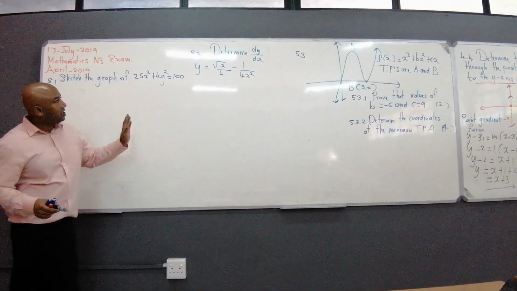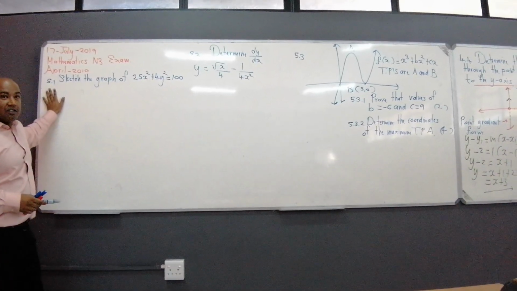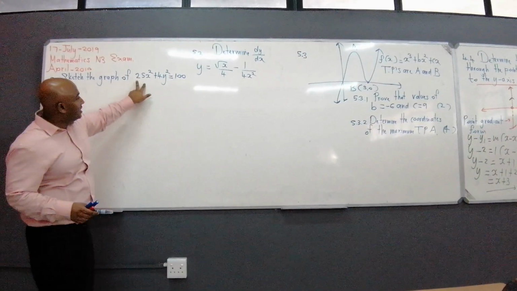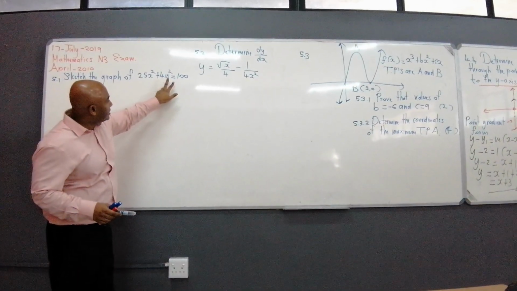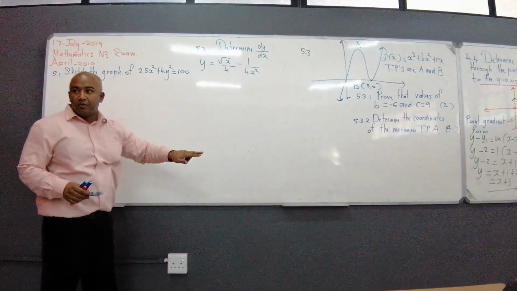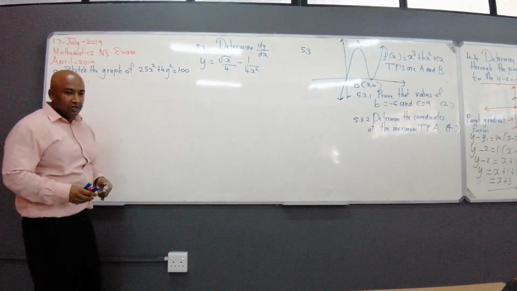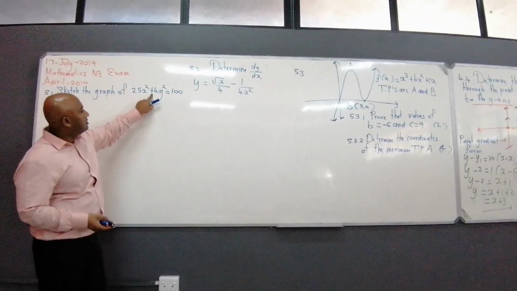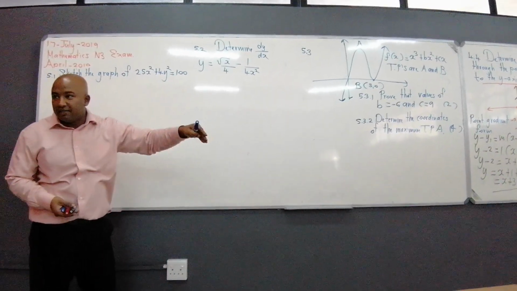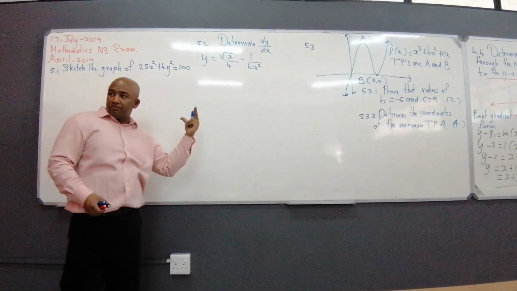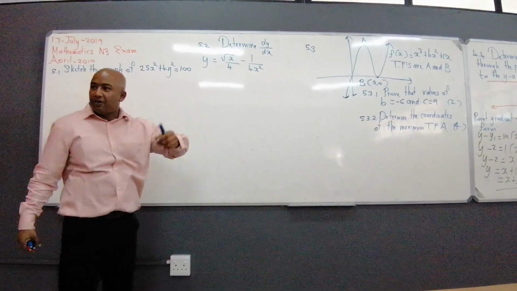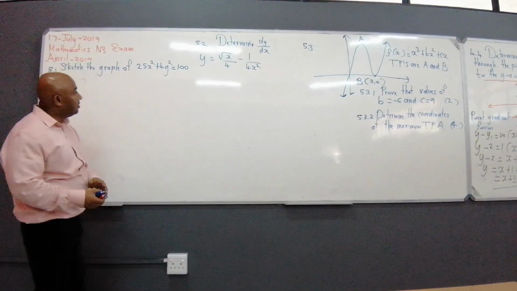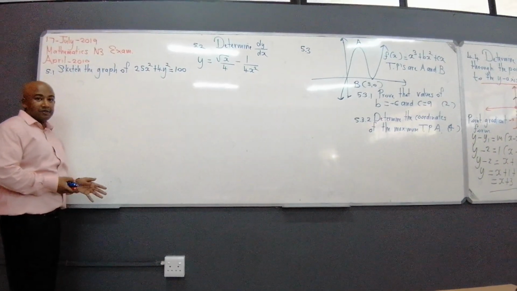Right, so let's continue with this problem here. Now we are at question 5. Sketch the graph of 25x squared plus 4y squared is equal to 100. We've got a plus here. It could be a circle, or there's another graph that you sketch, called the ellipse. So how do we know whether it's a circle or an ellipse?